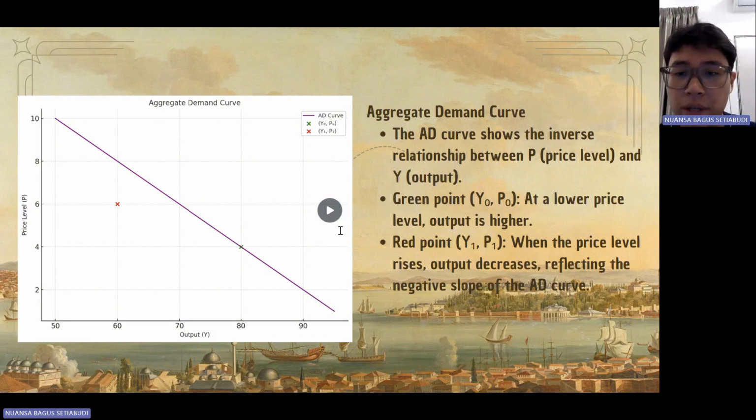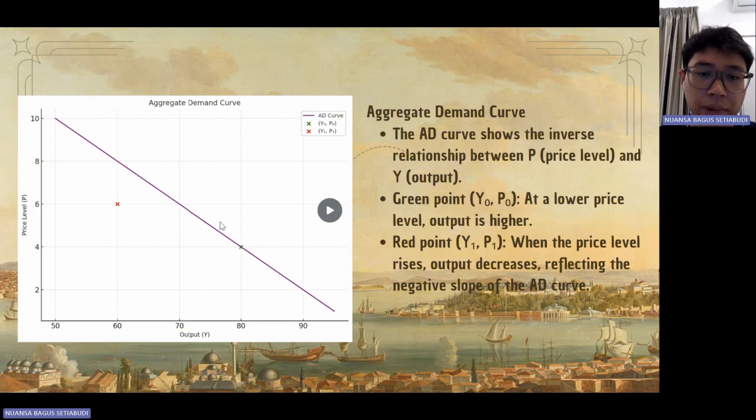This negative slope is consistent with the mechanisms we discussed earlier, which are the wealth effect, interest rate effect, and exchange rate effect. Here we see the green point labeled with Y0 and P0. This represents an equilibrium at a lower price level, which is P0. At this price level, output Y0 is relatively higher.